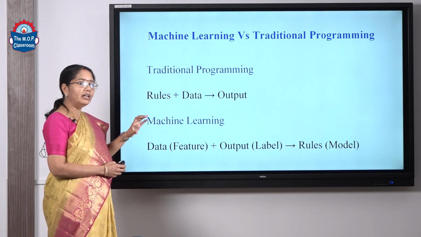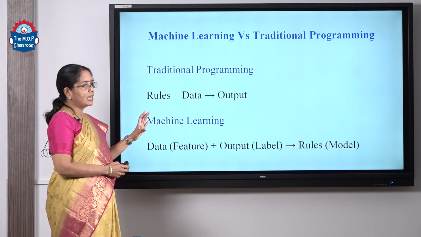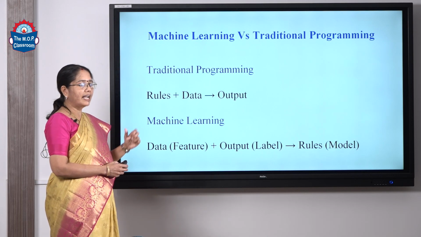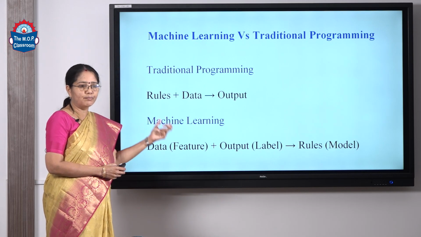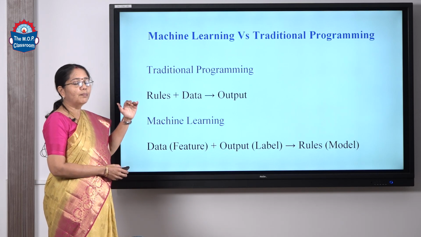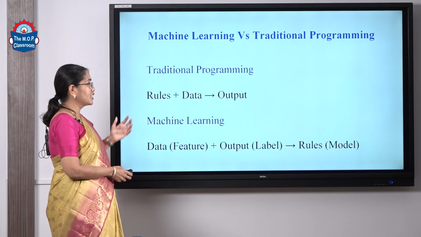The ML model will learn the pattern and it is able to build the model. So when any new data comes in, with the help of this new model that is built, the outcome will be predicted. So this is how machine learning differs from traditional programming.